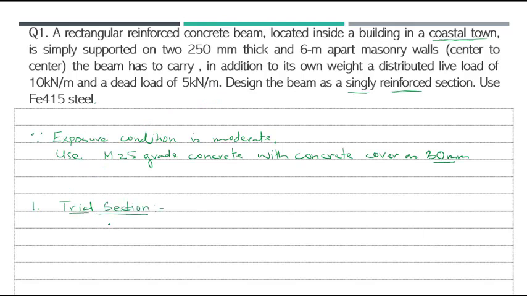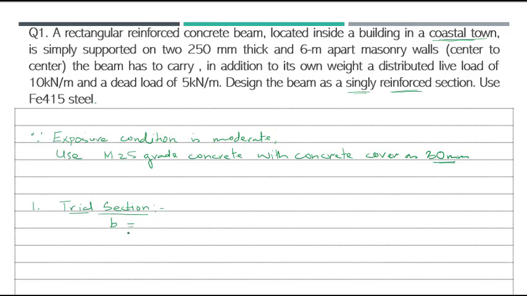So in trial section, what we'll do, we'll select the width of the beam. Normally, the beam supports the wall, and based on wall thickness, you can select the beam width, but it is not a mandatory criteria. So you are free to select the width of the beam, but from aesthetics point of view, you always restrict the width of the beam equal to the thickness of the wall, or it is equal to the width of the supporting column. It's just from aesthetic point of view.